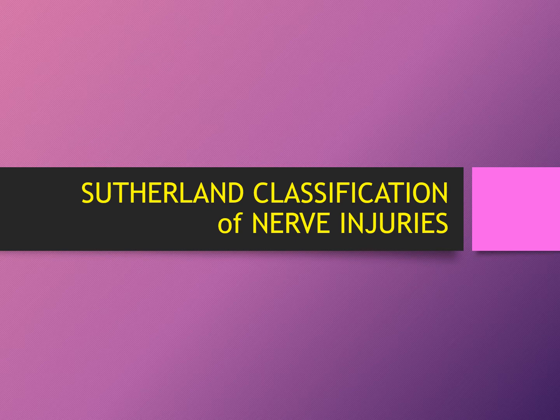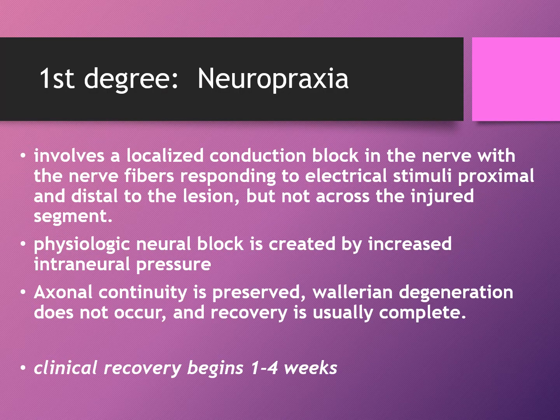The extent of nerve injuries is commonly classified through the Sutherland classification. The first degree of nerve injury, also known as neuropraxia, involves a localized conduction block in the nerve, with the nerve fibers responding to electrical stimuli proximal and distal to the lesion, but not across the injured segment. The physiologic neural block is created by increased intraneural pressure.